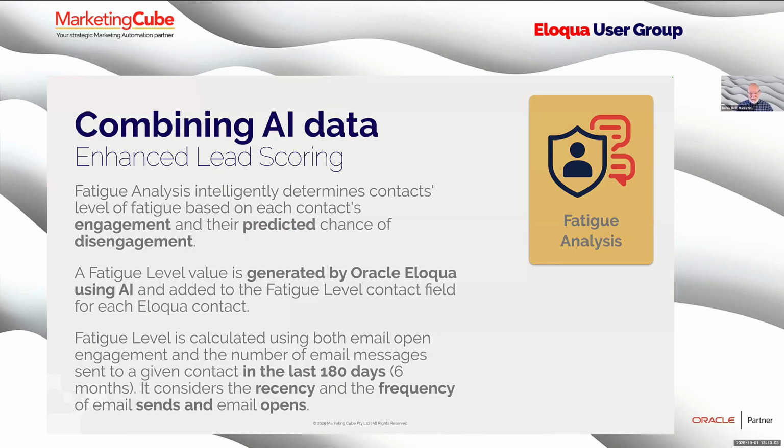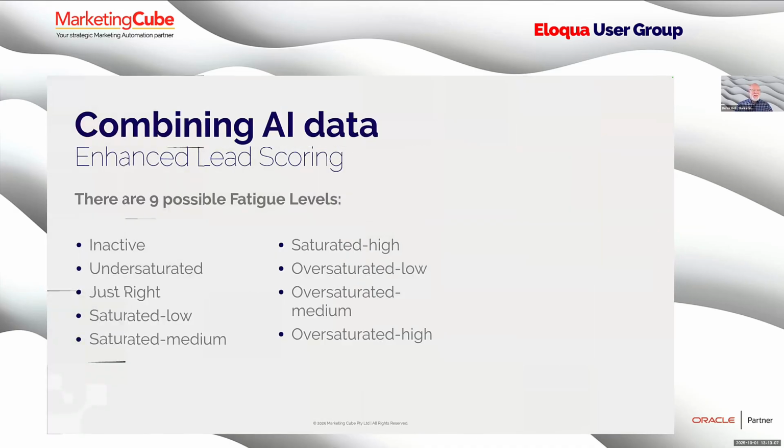And once those variables are at play and the algorithm runs and the AI does its magic, then there are 9 possible fatigue levels that are assigned. So keep in mind, these are the values that you see in the contact in Eloqua, okay? I tell you that because when we get to the lead score model, this will be repeated. And so we just need to understand what they look like. So there's inactive, there's undersaturated, just right. We then have saturated, low, medium, high, and oversaturated, low, medium, and high.